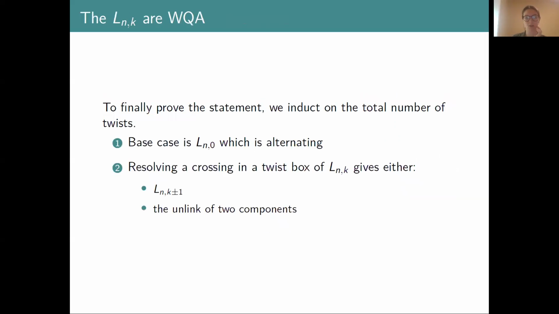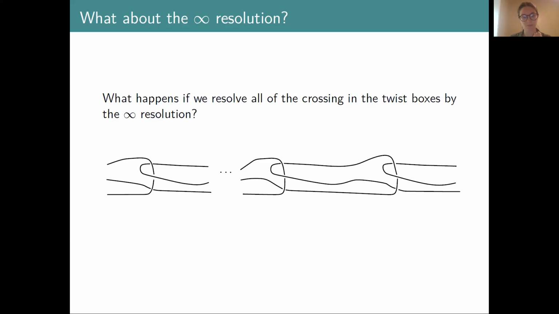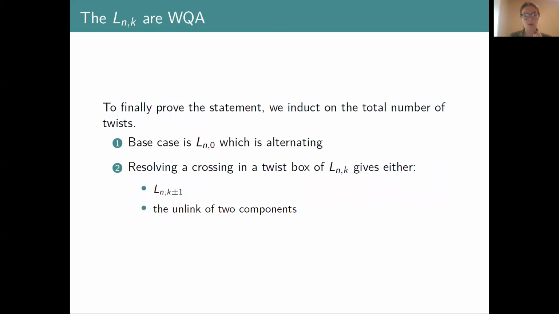Okay, so are we any closer? So yeah, we are, but we actually need to use induction. So our base case is going to be the case where there are no twists at all. So when k is 0. So that was this picture here, which we simplified here. Okay, so our base case is weakly quasi-alternating.